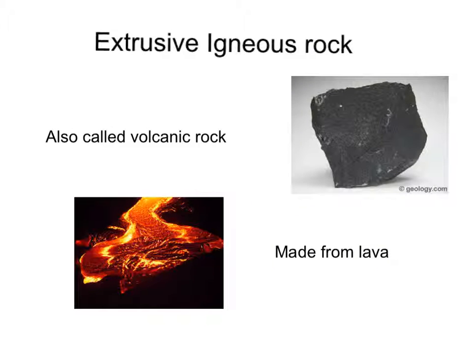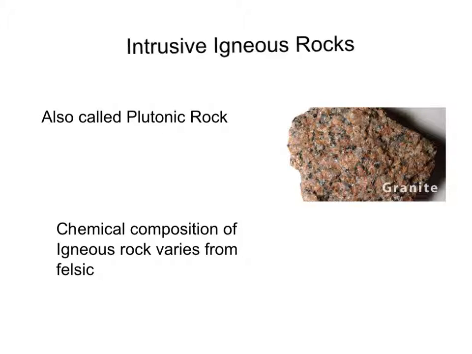Extrusive igneous rocks are molten material that solidifies at the Earth's surface. This is also called volcanic rock. Extrusive rock is made from lava, and can result from a super explosive eruption of molten rock. This can cause pyroclastics, which are fragments of volcanic rock. Intrusive igneous rock solidifies within Earth from magma, and is also called plutonic rock. The chemical composition of igneous rock varies from felsic, which is rich in light-colored, lighter weight minerals, especially silicon and aluminum.